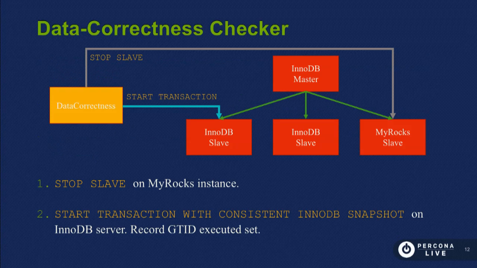So how do we do this? We built a tool called Data-Correctness. And every single time you deploy a MyRocks slave, you also deploy this Data-Correctness tool. What it does is connect to the MyRocks slave and issue a stop slave to the server. And remember, this is early on, so this is before MyRocks is actually serving production traffic. It's basically just shadowing all the traffic from the master, but you can stop the slave. And then on a separate connection, it finds the local InnoDB slave, connects to it, and says start a transaction with a consistent InnoDB snapshot, and records what that executed GTID set is.